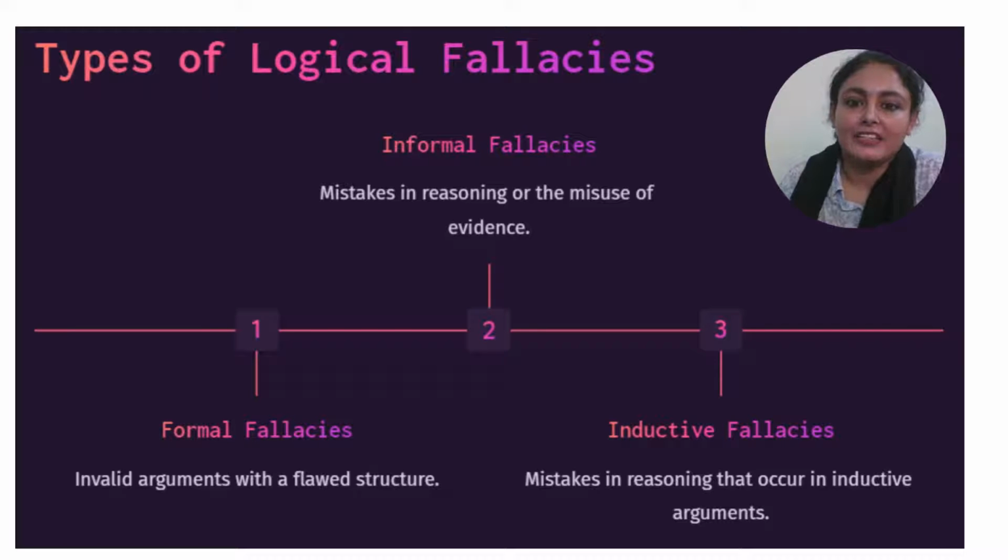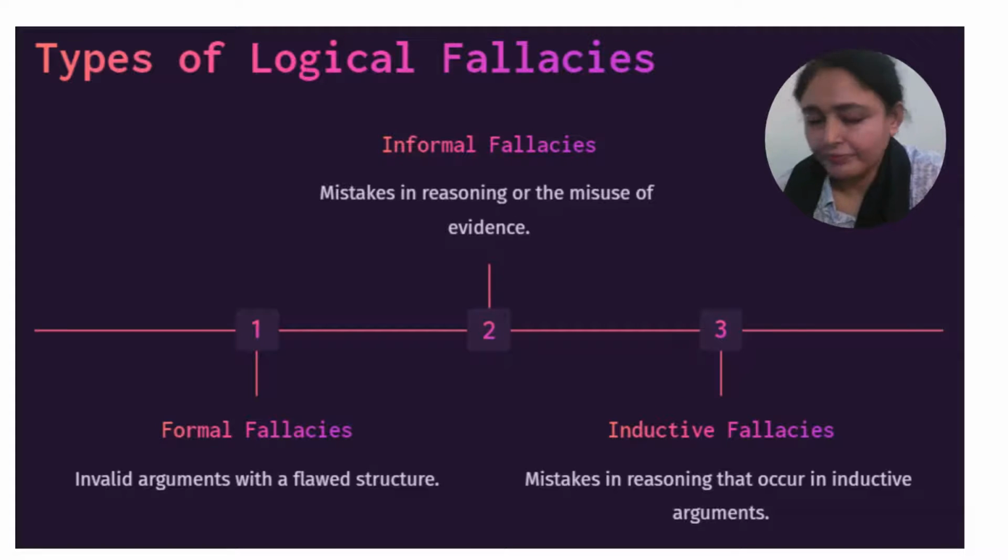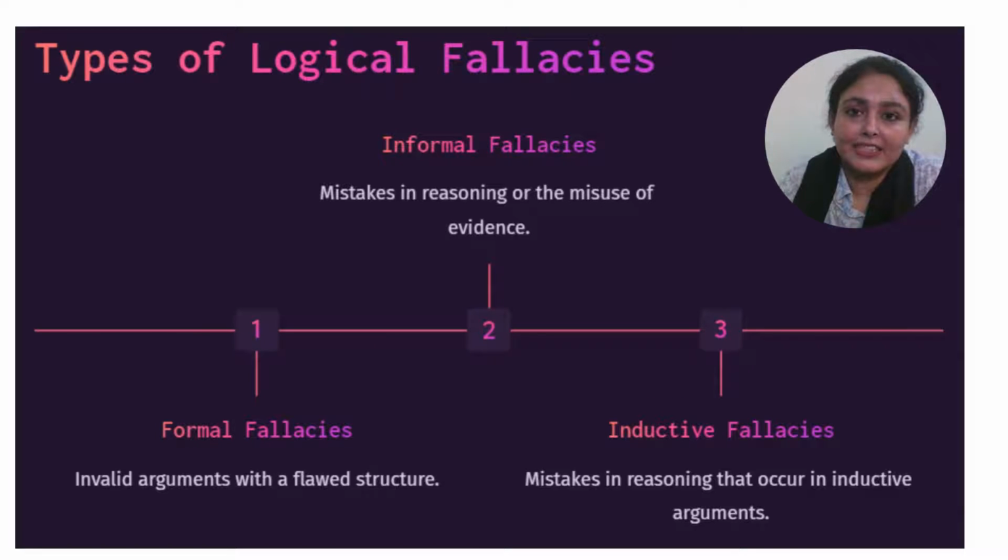Now, informal fallacies are mistakes in reasoning or the misuse of evidence. Here, the first example that I gave you was ad hominem, where you are attacking the character of the person, or in the advertisement where you are appealing to the emotions. Let's say someone tells you that if you do not accept this policy, it will ruin the future of innocent children. So you are targeting the emotions here. This type of argument is a weak argument.